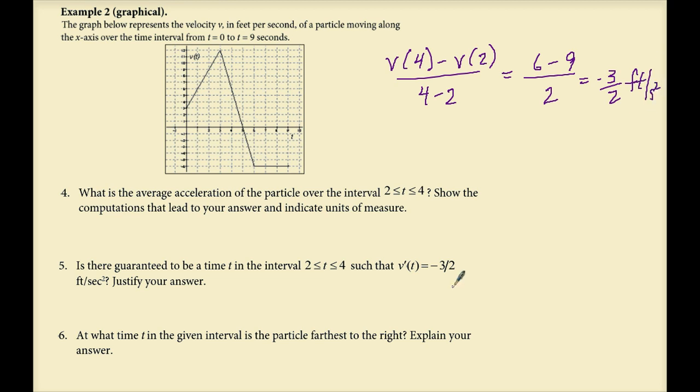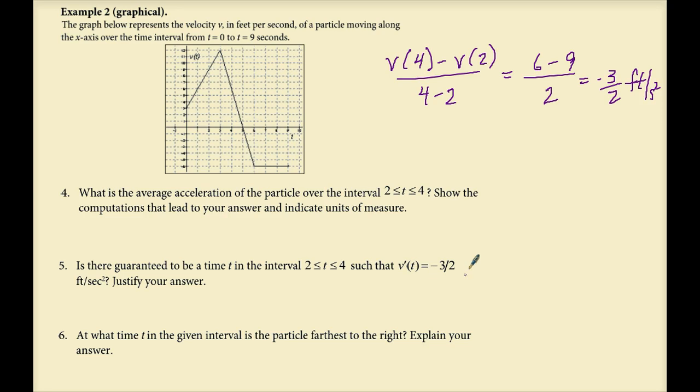Is there guaranteed to be a time t in the interval 2 ≤ t ≤ 4 such that v'(t) is equal to negative 3/2 feet per second squared? Justify your answer. This is asking whether or not the mean value theorem applies here.